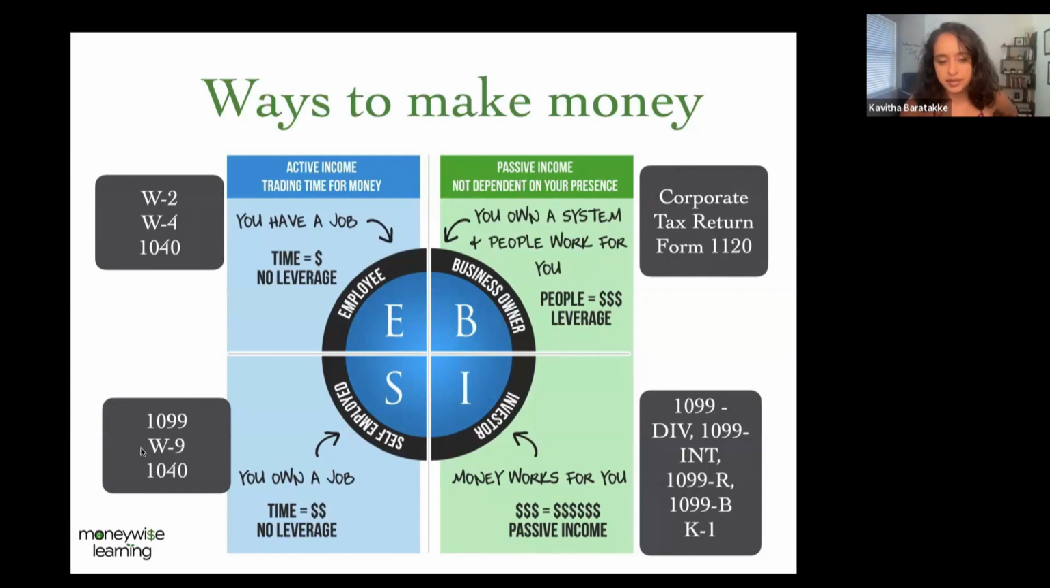So similar here, W9 is a collection of information, 1099 is issued to you, or you issue it to someone you paid, and then 1040 is your tax filing form. And this is your tax filing form if you're a business, and these are all the different ways that income can be made as an investor.